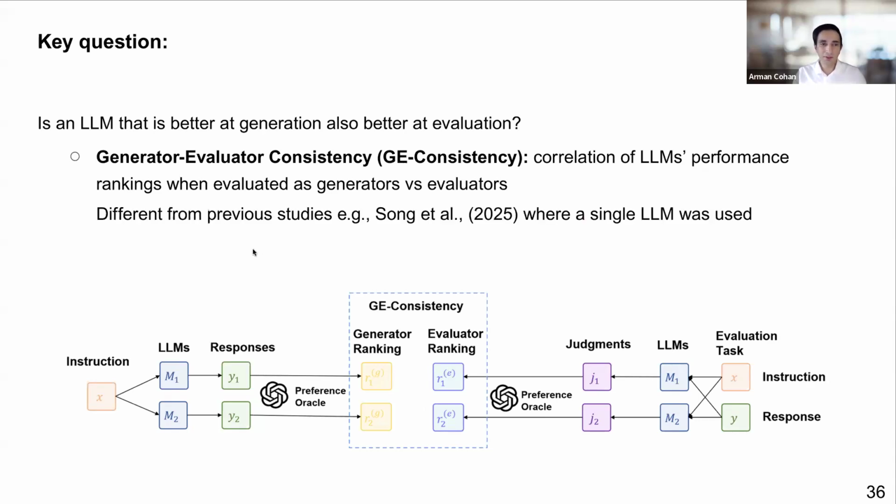This is a bit different from other studies that have looked into this problem. There are other studies that have looked, for example, at the self-consistency of LLMs. For example, if an LLM is generating some text, does it also prefer its own output versus other models?